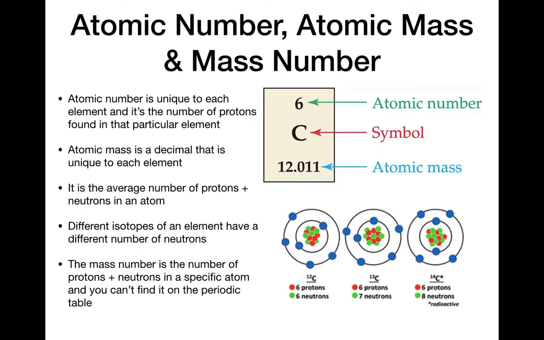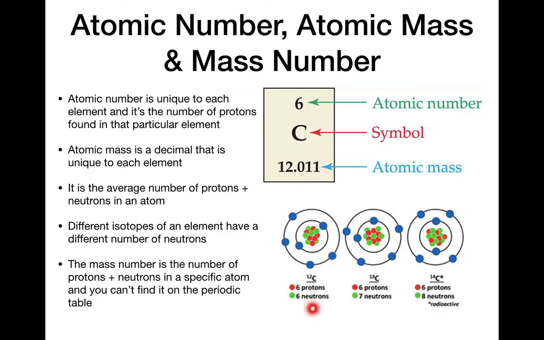Now the mass number, the last type of number about an atom, is the number of protons plus the number of neutrons. So it's a whole number, but it's specific to a certain atom, so you can't find it in the periodic table, because the periodic table tells you the general pattern for all atoms of that element, whereas this is specific to each one. So all these 3 different carbons all have a different mass number.